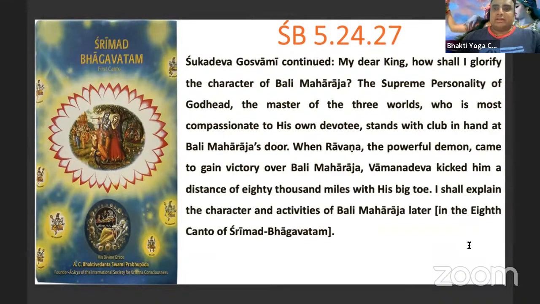Sukadev Goswami continued, "My dear king, how shall I glorify the character of Bali Maharaj? The Supreme Personality of Godhead, the master of the three worlds, who is most compassionate to his own devotee, stands with club in hand at Bali Maharaj's door. When Ravana, the powerful demon, came to gain victory over Bali Maharaj, Vamanadev kicked him a distance of 80,000 miles with his big toe. I shall explain the character and activities of Bali Maharaj later in the 8th canto of Srimad Bhagavatam." So, the detailed description regarding this entire Vamanadev pastime and also about Bali Maharaj is there in the 8th canto.